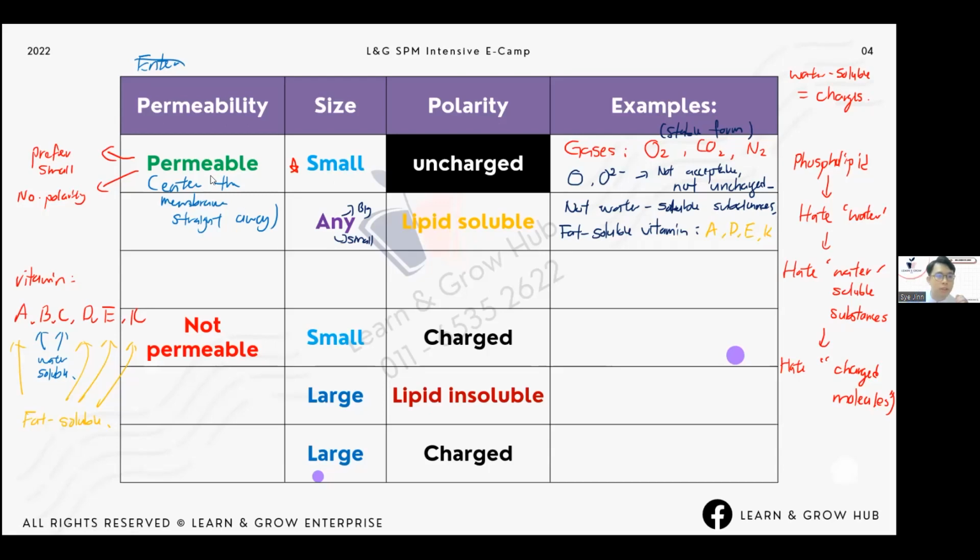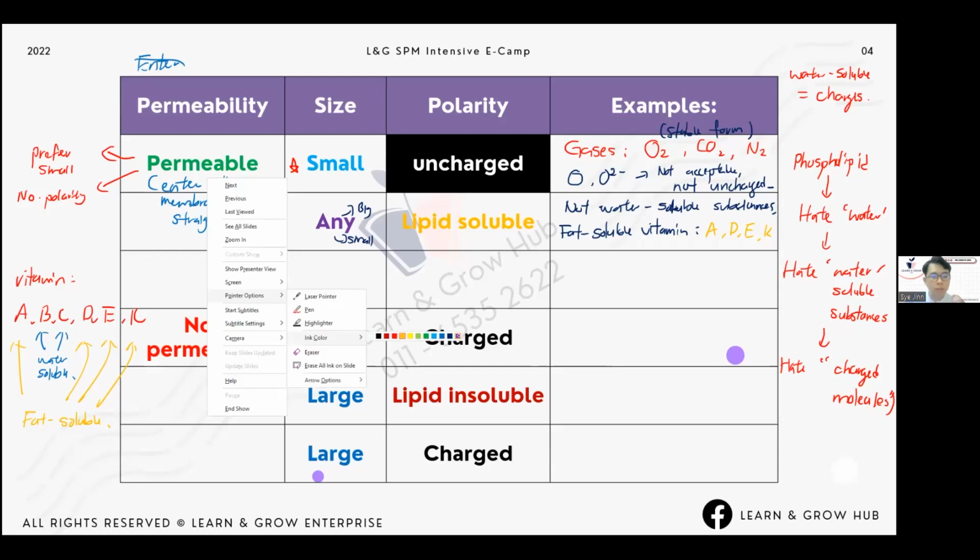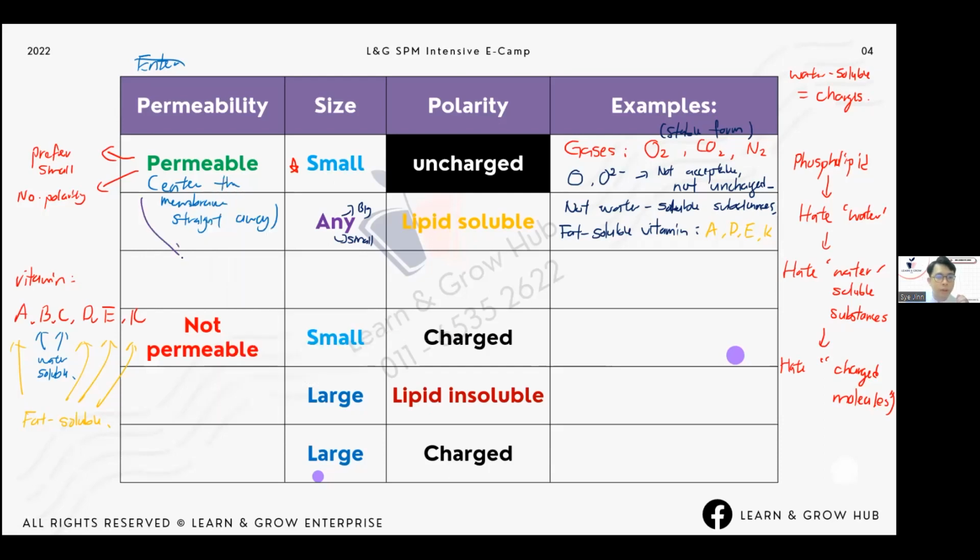So it means that the type of transport, which I will explain later, you can see again. I write here first: it will be simple diffusion. Okay, simple diffusion, very straightforward. Okay, so next we see.